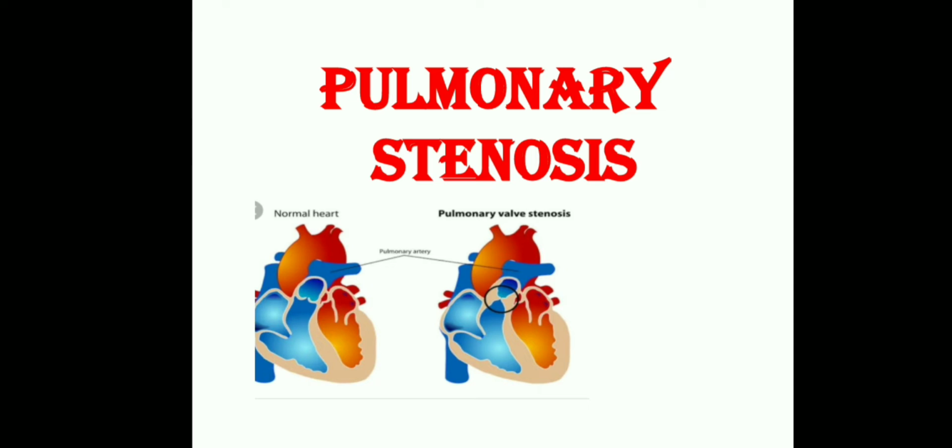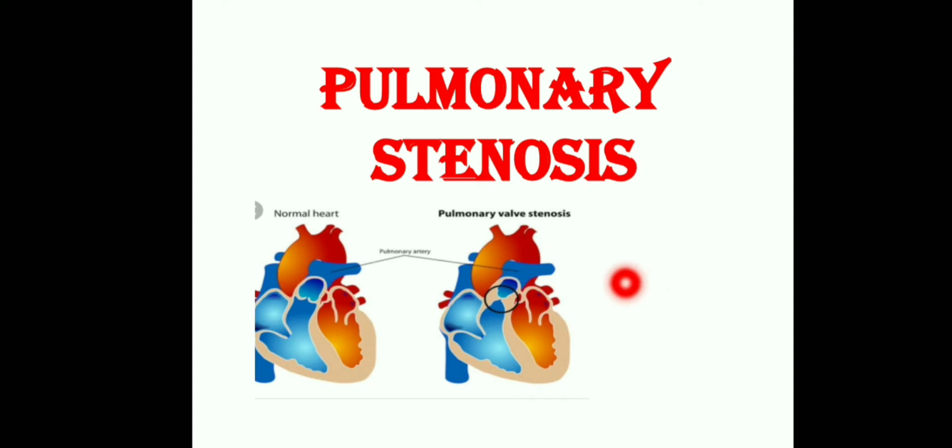This condition comes under the acyanotic heart diseases. These are the left to right shunt conditions. In the previous session we discussed increased pulmonary blood flow. Now we will discuss obstruction of the blood flow. In the previous class we discussed acyanotic aortic stenosis. Now we will discuss pulmonary stenosis. Today, what is pulmonary stenosis?